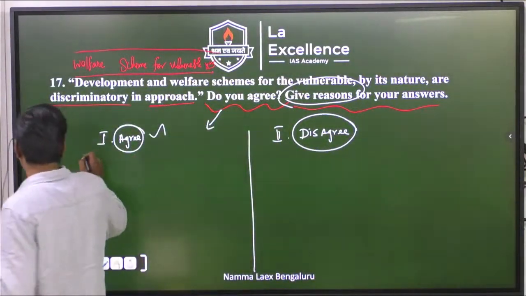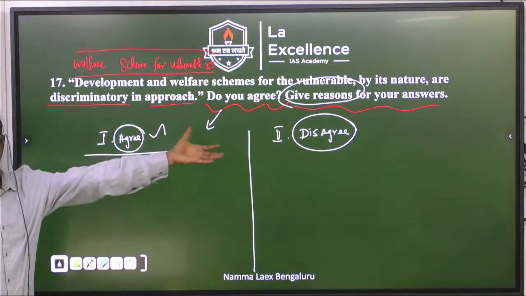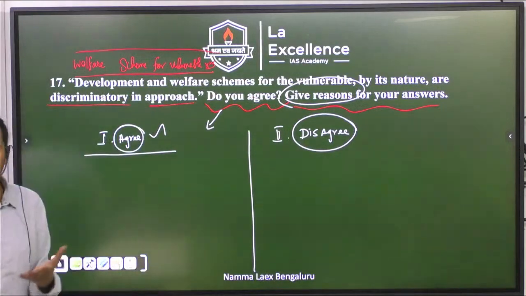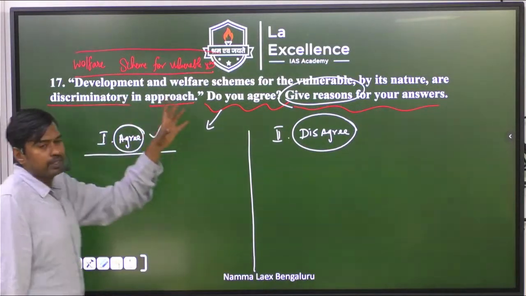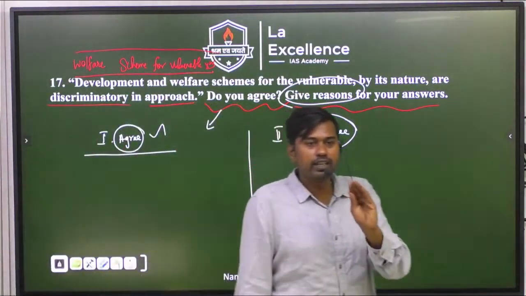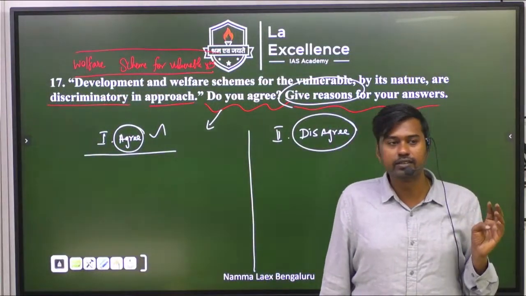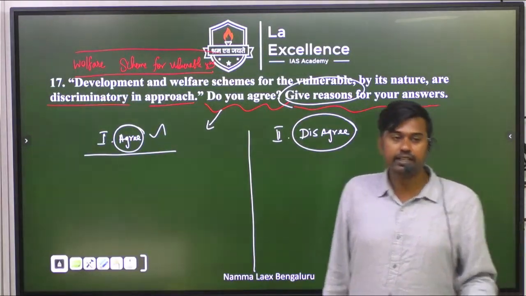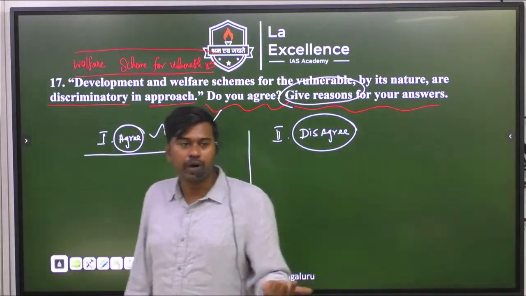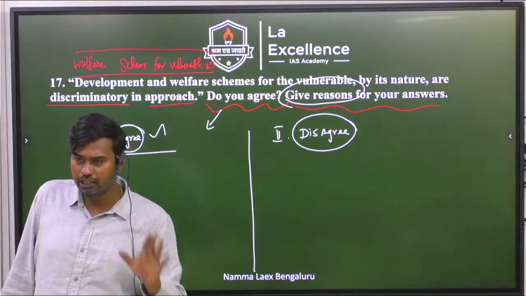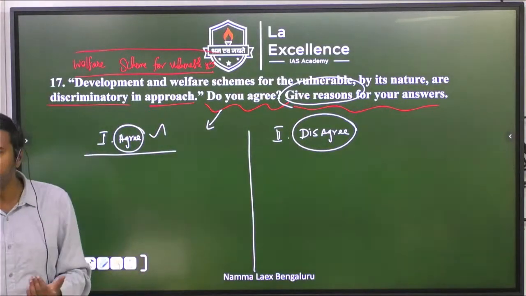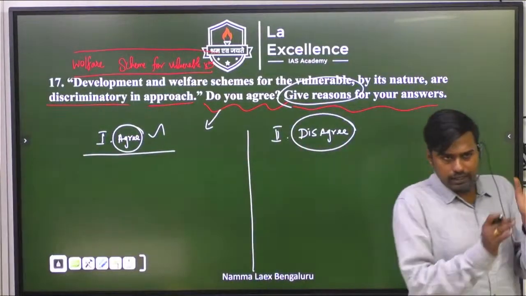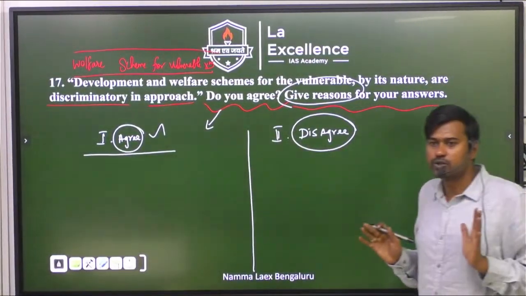Now we will write some points for agreeing. Then we will go to the second component, so that at least we write some more points to get more marks. Now what are the points you can say? See, the question is very easy. Who are the vulnerable sections in India? SC, ST communities, women, senior citizens, people affected by poverty, and differently abled or disabled people. Yes. So all these people are vulnerable sections in Indian society.